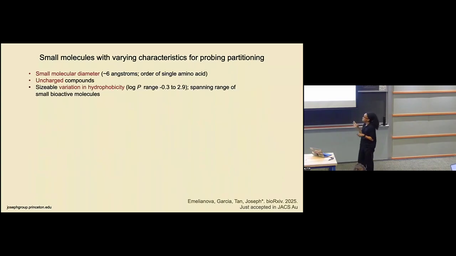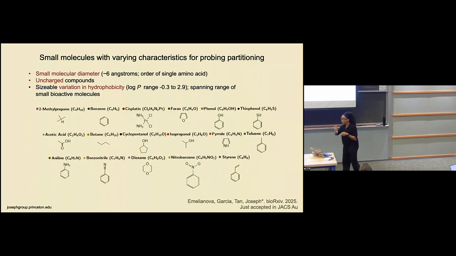And we want a sizable variation in hydrophobicity of the molecules. So if we look at log P, which characterizes the partitioning between octanol and water, that gives us an estimate of the hydrophobicity of the compounds. And so we choose a range that roughly spans the range of small bioactive molecules. By selecting for these criteria, we came up with this set of about 17 compounds that we're going to be looking at.